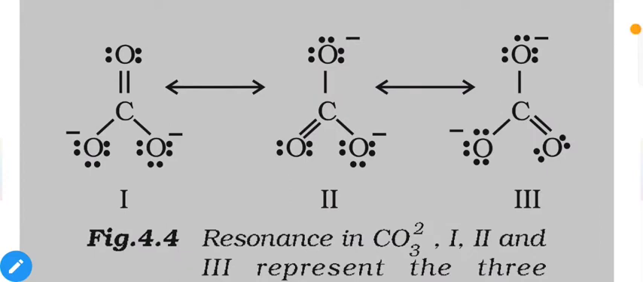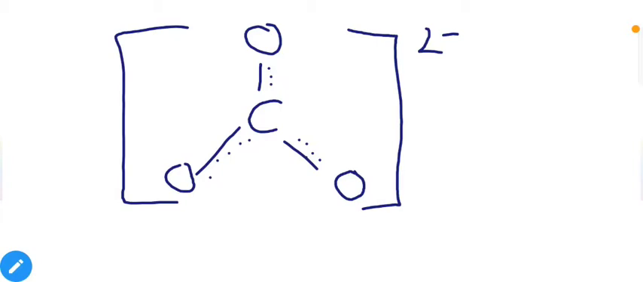So which of them will be true? And which structure should we select? The answer is all of these three structures are true. This type of continuous situation is observed in the CO3 2- ion. Or you can represent the resonance hybrid of this molecule like this.